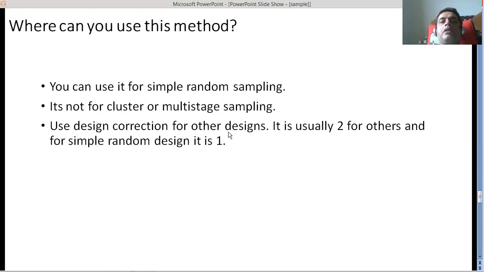Similarly, use design correction for other designs. If you are using, for instance, cluster or multi-stage sampling, then you can use design corrections in the formula for that. There is a method available. If you are using software, just change the value, because that value is usually 2 for these cluster or multi-stage designs, and for simple random designs it would just be 1. So you can go for this kind of correction in the formula as well as in the software.